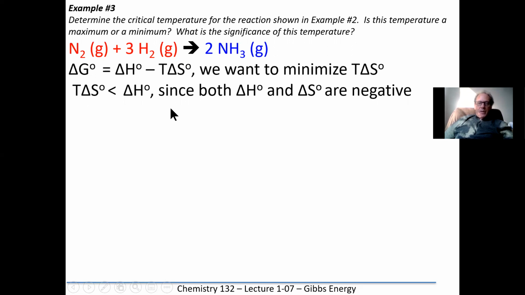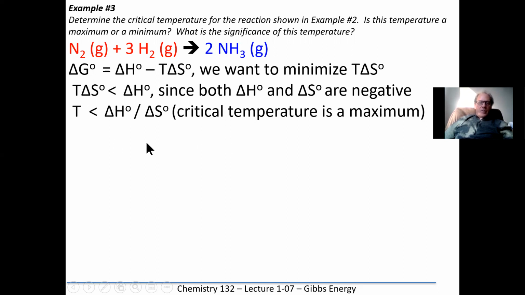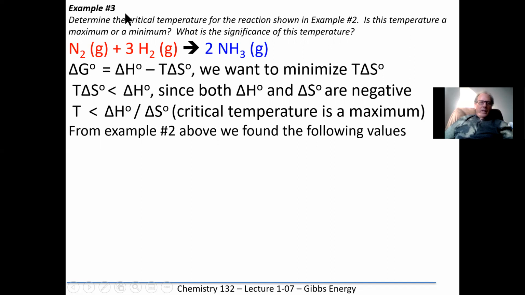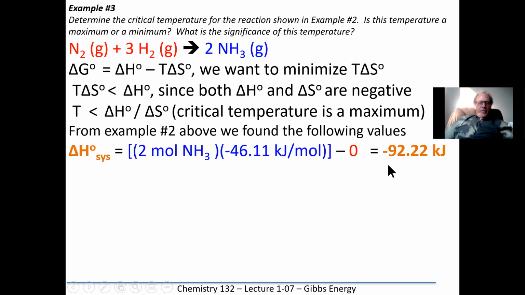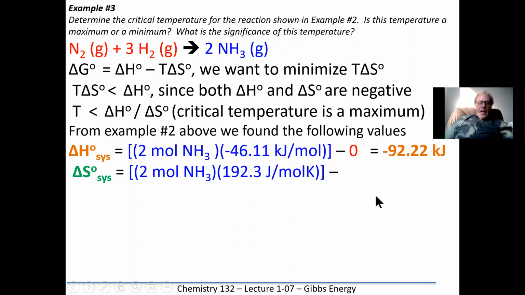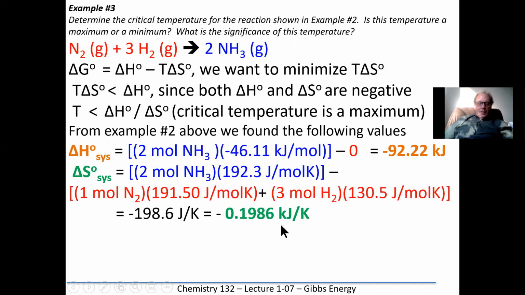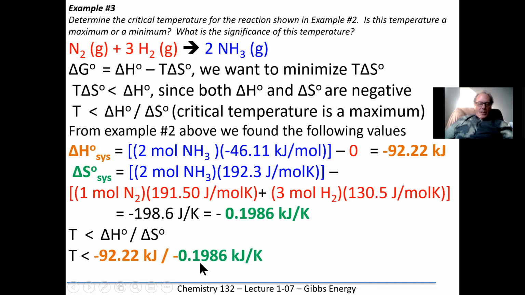Temperature is what is going to determine when the reaction is spontaneous. So the temperature will be less than delta H divided by delta S. And that's going to give us a critical temperature, which will be, in this case, a maximum. We calculated example 2 previously. We found the values for delta H and delta S. We are now prepared to find the temperature at which the reaction will be spontaneous. Below that temperature, the reaction will be spontaneous.